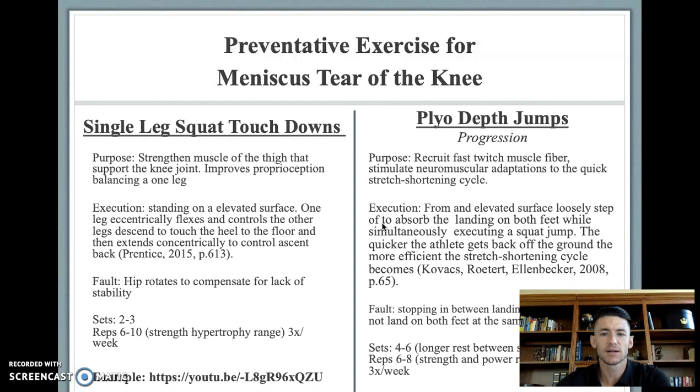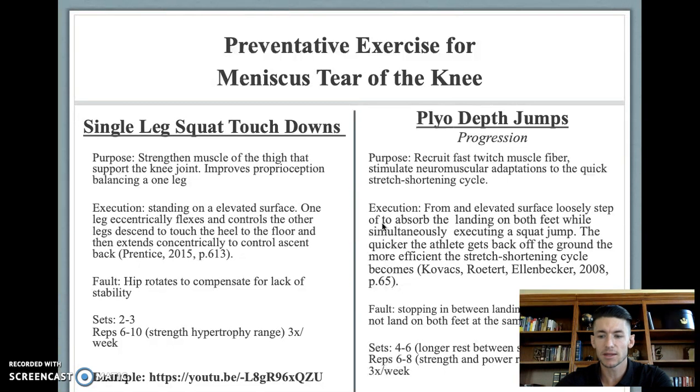Preventative exercises for your meniscus tear will also be the single leg squat touchdowns. The purpose of this is to build muscles that encompass the entire thigh, which helps support the knee. This is going to improve your body's proprioception because they're balancing on one leg during this exercise. They're going to stand on an elevated surface while one leg eccentrically flexes and controls the other leg as it descends and touches the heel to the floor, and then concentrically will extend the knee to bring the rest of the body back up to the elevated surface.